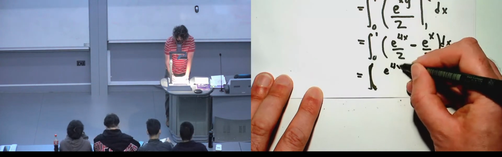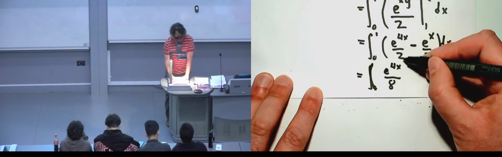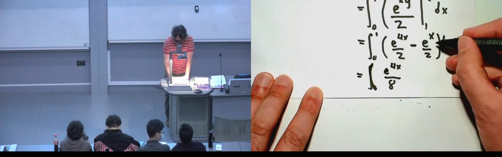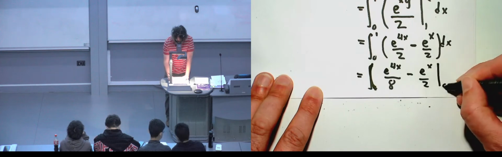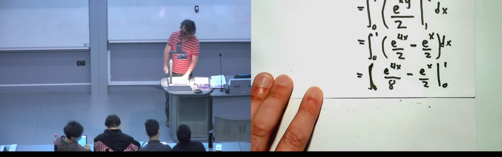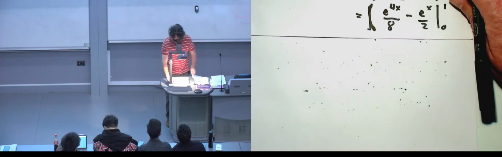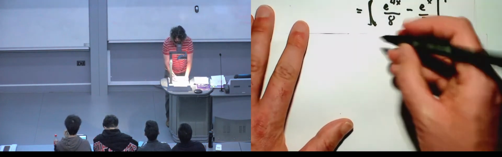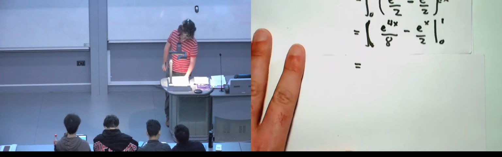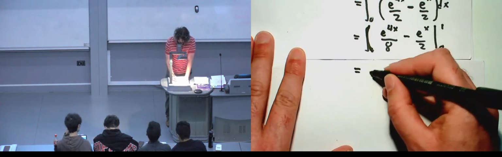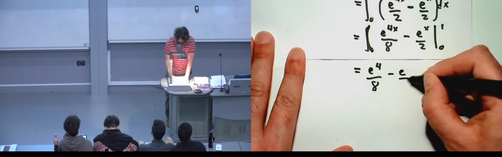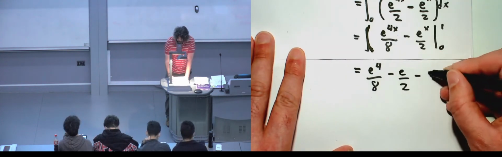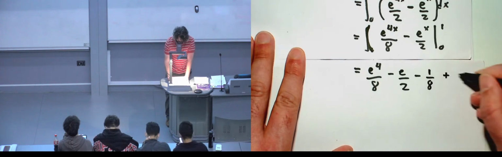So the indefinite integral of e to the 4x over 2 is e to the 4x over 8. We need to divide by the 4 in order to account for the 4x. And the indefinite integral of e to the x over 2 is e to the x over 2. We need to evaluate that between x equal 1 and x equal 0. In order to finish up, we just have to plug in the limits. Plug in x equal 1, you get e to the 4th over 8 minus e over 2, and plug in x equals 0, you get minus 1/8 plus 1/2.